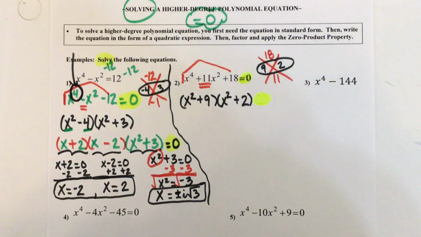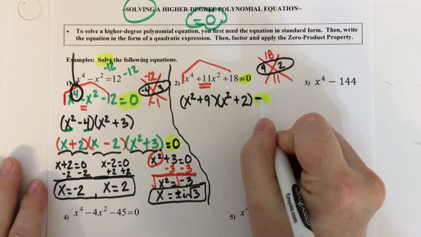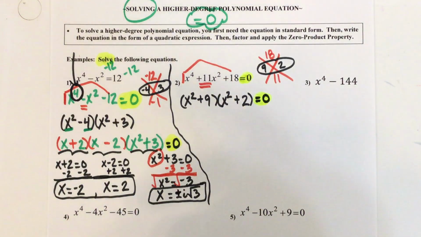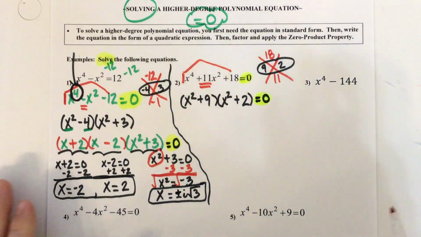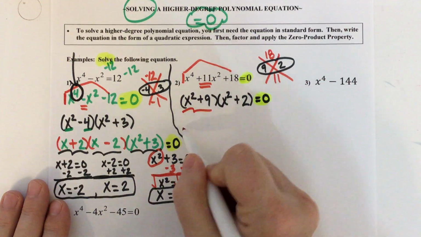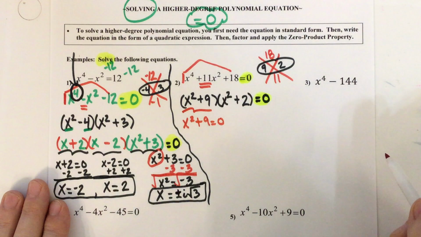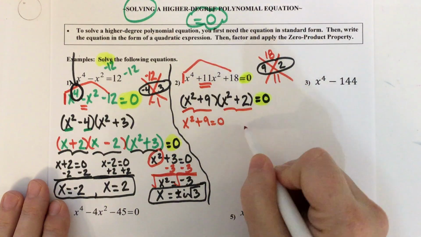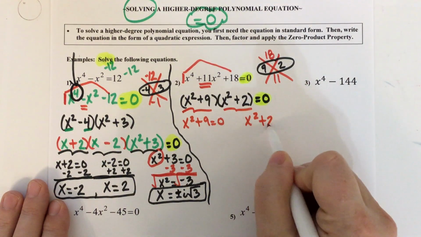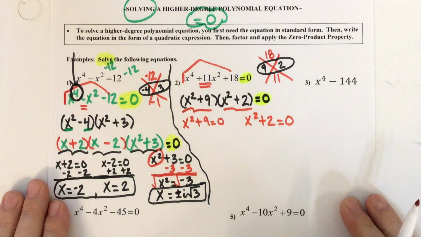Now we're going to solve. So I'm going to bring down my equal 0, and then I'm going to set my factors equal to 0. So I'm going to set my first factor, x squared plus 9, equal to 0. And then I'm going to take my second factor, x squared plus 2, and set that equal to 0. And then I'm just going to solve these equations.